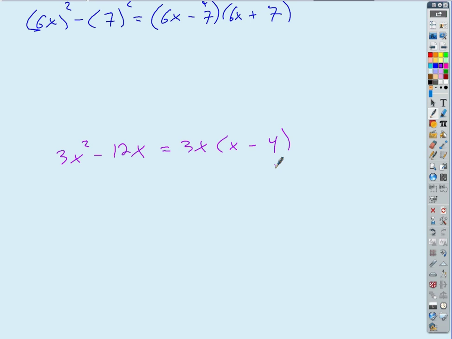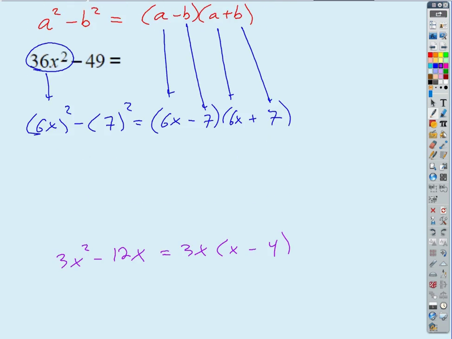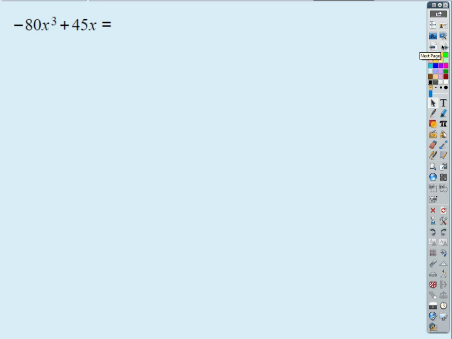So one of the 2 things that could happen if we're trying to factor a binomial is we could factor out a common factor and we're done. There's nothing else I can do. The other thing that could happen is it matches my difference of squares pattern, and so I can use that pattern. It could also be a combination of both. What about something like that?